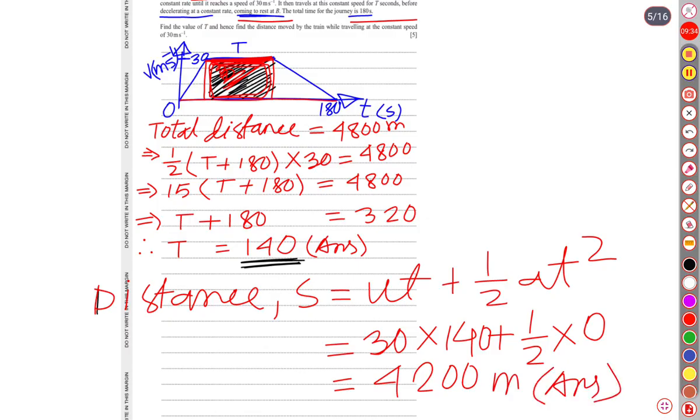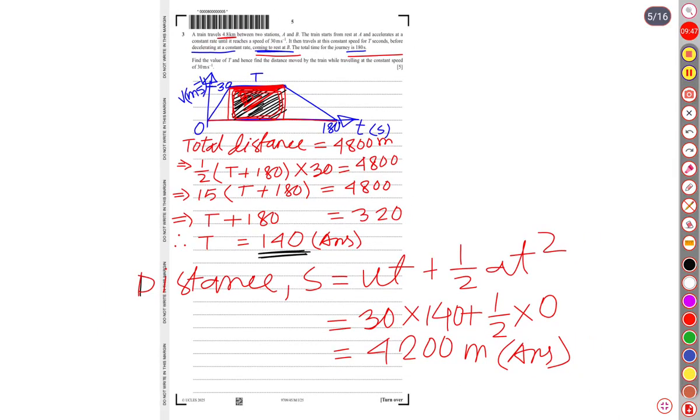distance traveled by the train when it was moving at a constant speed of 30 meter per second. So this is the second or final answer to this question, and I think you have understood this very easily because there is no twist or complication in this question. So let's move on to the next question.